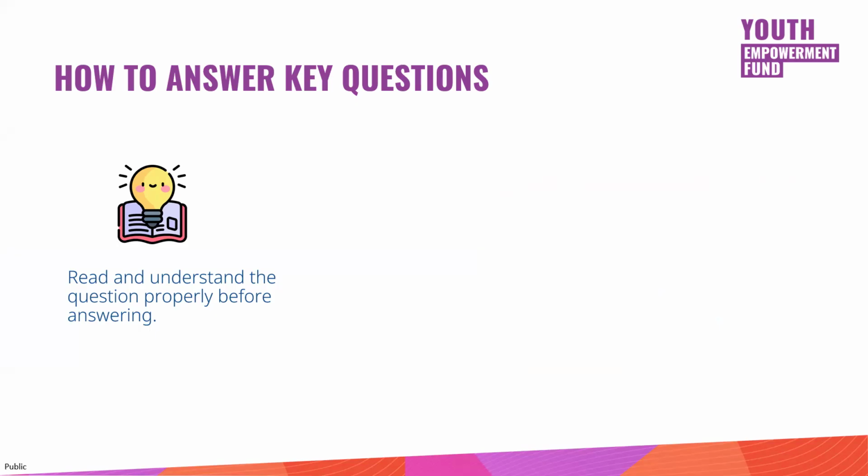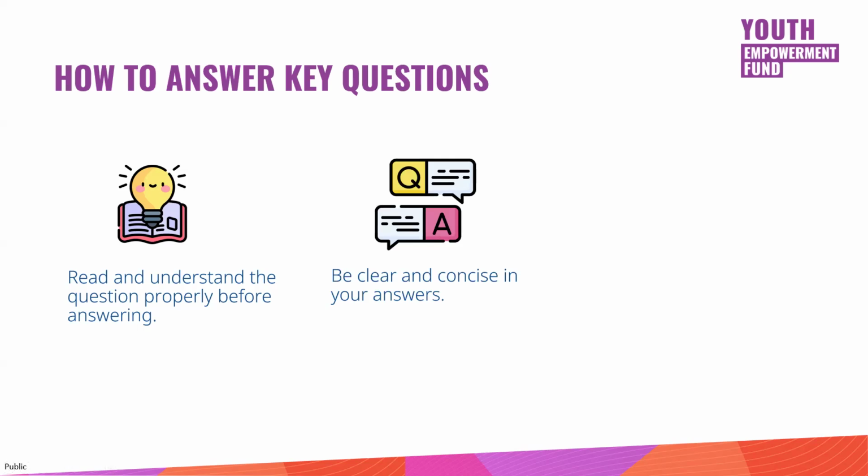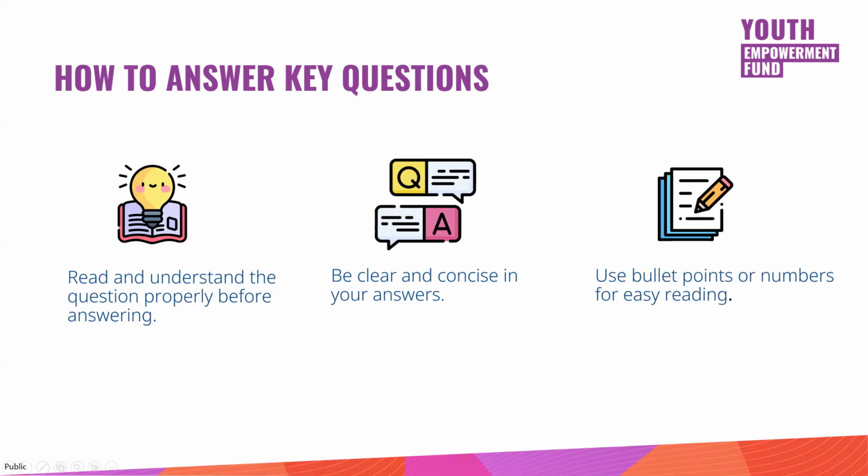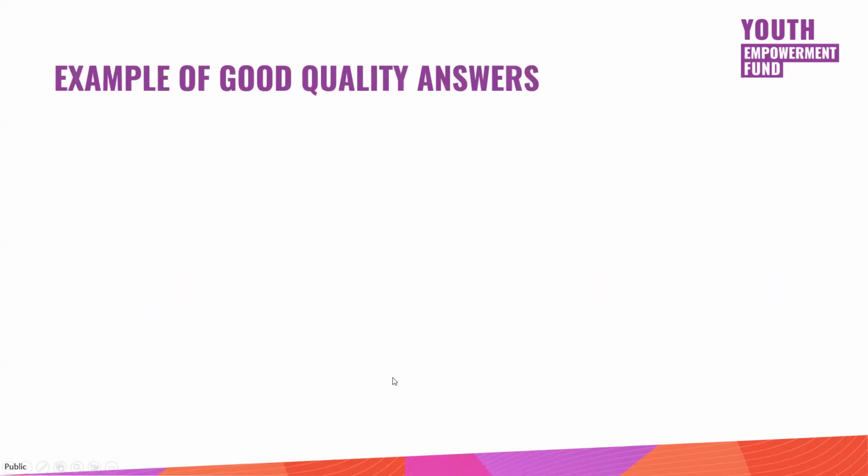Next, be clear and concise with your answers. I know I said this before, and it is a little bit cliche, but yes, short, sweet, and simple always does the trick. Next is how you can be concise with your answers is to use bullet points or numbers for easy reading, or break down your paragraphs into smaller paragraphs so that our reviewers are able to digest all that information much easier. All right, let's go on to some examples of a good answer to some of these questions.